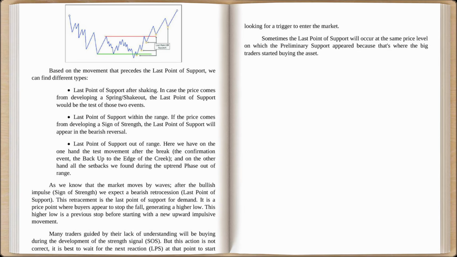As we know that the market moves by waves, after the bullish impulse, sign of strength, we expect a bearish retracement, last point of support. This retracement is the last point of support for demand. It is a price point where buyers appear to stop the fall, generating a higher low. This higher low is a previous stop before starting with a new upward impulsive movement.